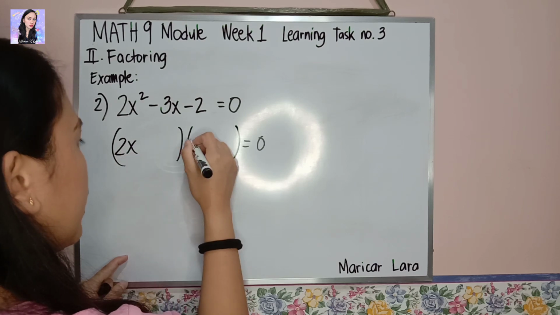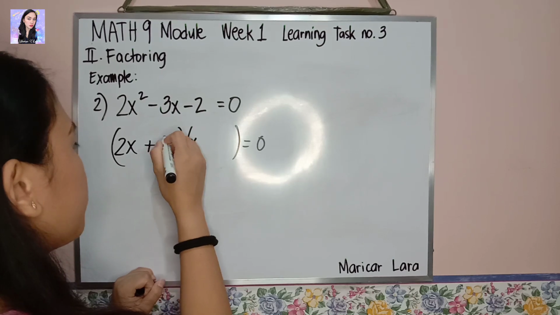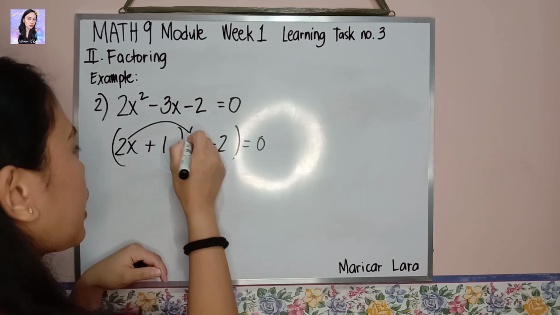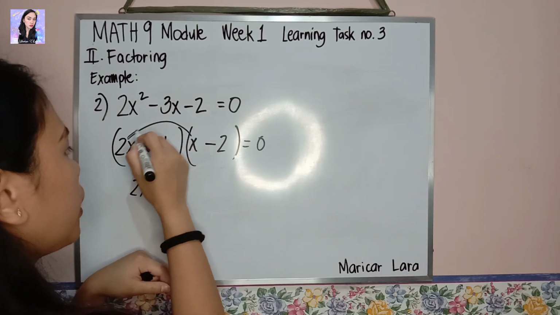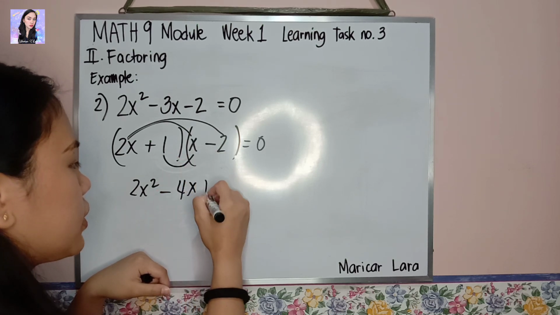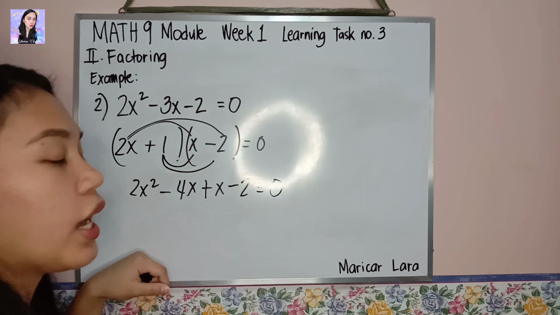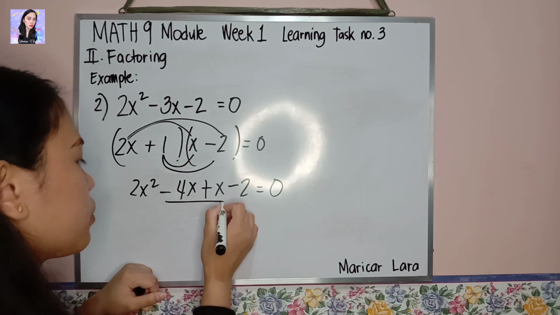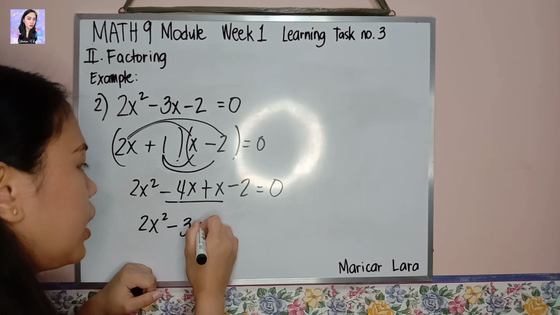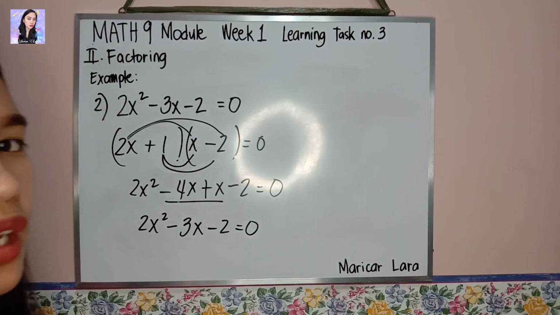So, tatry pa tayo ulit ng isa pa niyang factor hanggang sa makuha natin yung tamang sagot. So, we have 2x and x. Then, try naman nating baliktarin. So, ito ay magiging positive 1 and then negative 2. So 2x times x, 2x squared. 2x times negative 2 is negative 4x. Positive 1 times x is positive x. Then 1 times negative 2 is negative 2 equals 0. And then combine like terms. Combine lang tong dalawa. 2x squared, negative 4x plus x equals negative 3x minus 2 equals 0. So this time, tama na yung ating naging answer.